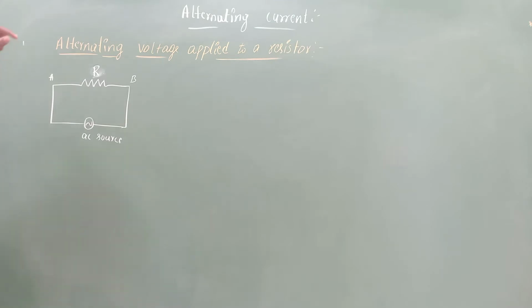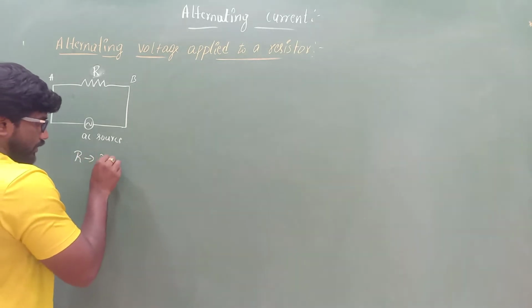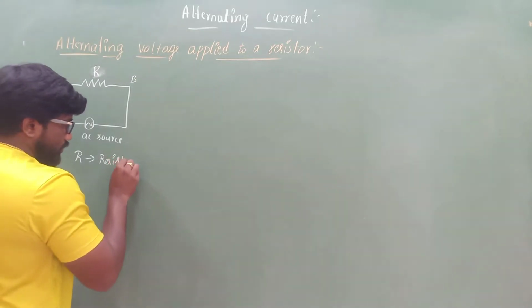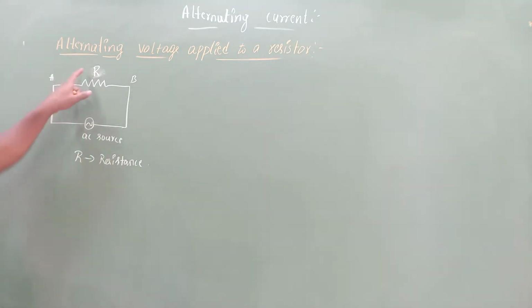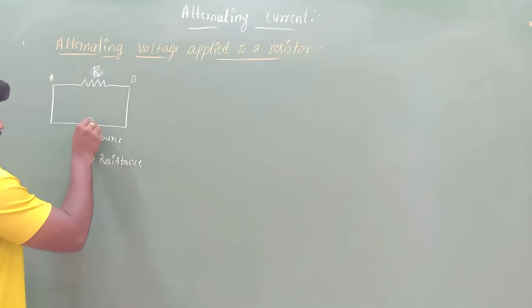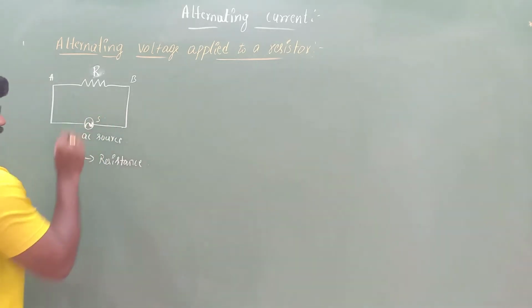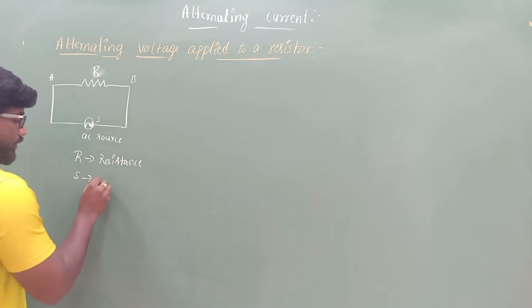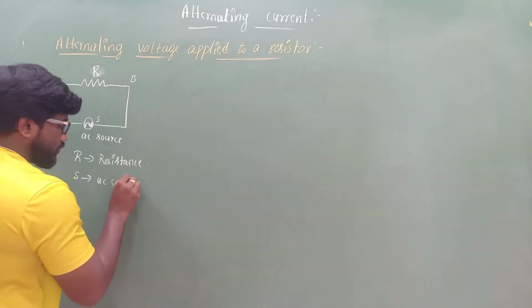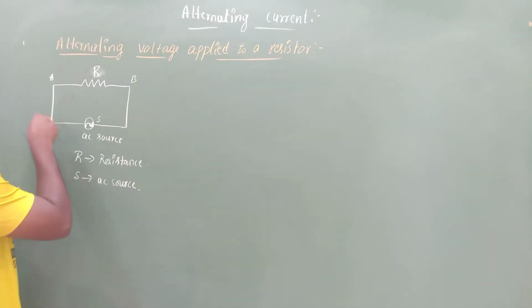Okay, now what happens, sir? Let us consider this circuit of pure resistance R, connected to a source which produces alternating voltage across the terminals. This S I will take as the AC source, which produces alternating voltage across the terminals. Across the terminals means from A to B.